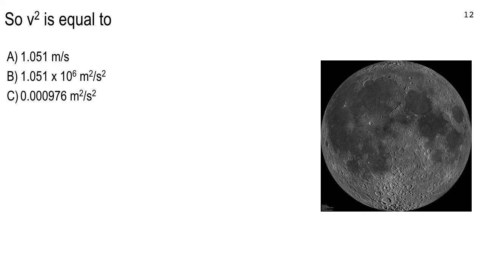Ten, nine, eight, seven, six, five, four, three, two, one, zero. Good, 96 people answered. Correct answer is here: 1.051 times 10 to the 6. Anytime you square 1,000, that's 10 to the 3. You square it, 10 to the 3 times 10 to the 3, that's 10 to the 6. This is the only possible answer up here. The other ones, hopefully you spotted, were way off.